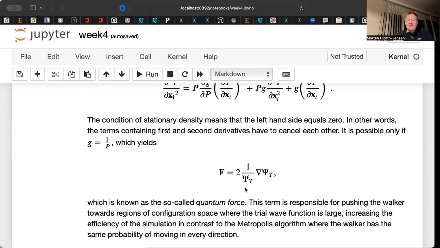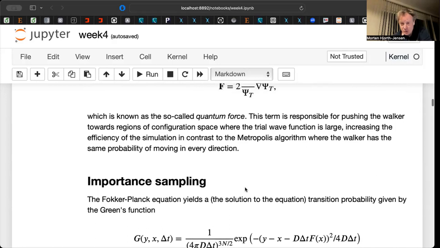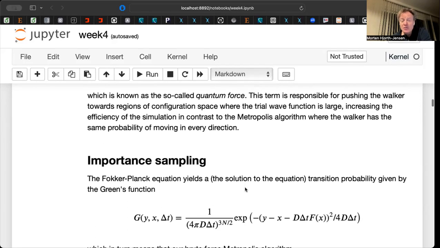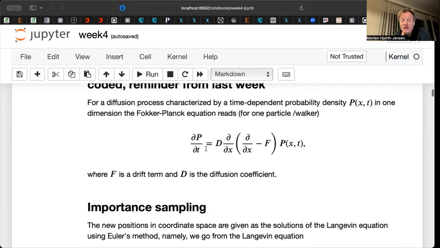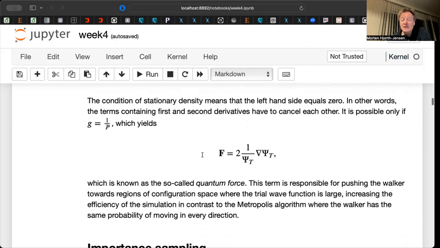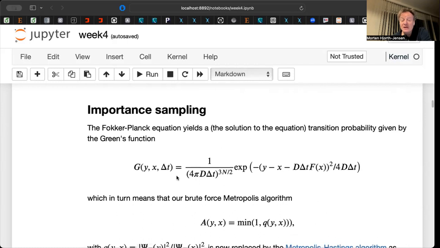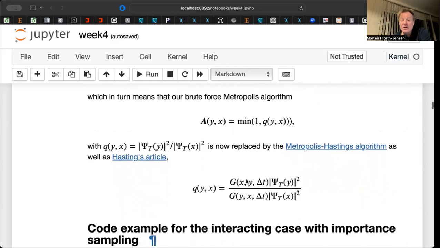Now, with that, you can actually solve, and this is one of the reasons why people use the Fokker-Planck equation. If we go back to the equation here, we can solve this equation for a specific probability, and that is going to lead to what is called a Green's function. And this is the quantity which we need to include now, so that in the Metropolis-Hastings algorithm, we are going to have a transition probability, which I'm going to call the Green's function.